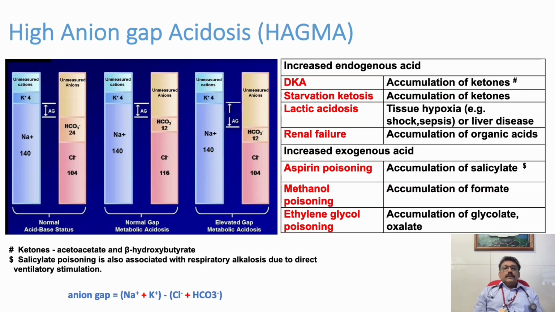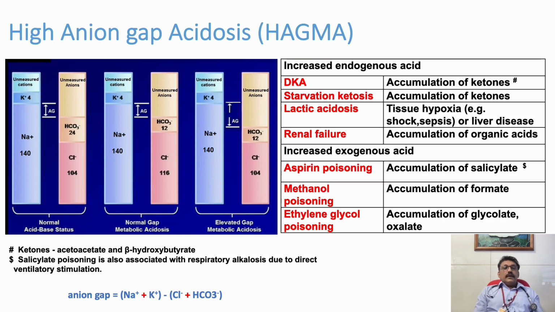metabolic acidosis. Increased endogenous acid production: diabetic ketoacidosis, accumulation of ketones; starvation ketoacidosis, accumulation of ketones; lactic acidosis, tissue hypoxemia or liver disease; renal failure, accumulation of organic acids. Increased exogenous acid: aspirin poisoning, accumulation of salicylate; methanol poisoning, accumulation of formate; ethylene glycol poisoning, accumulation of glycolate and oxalate.